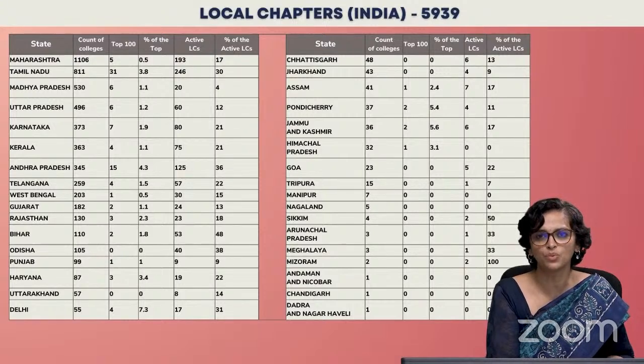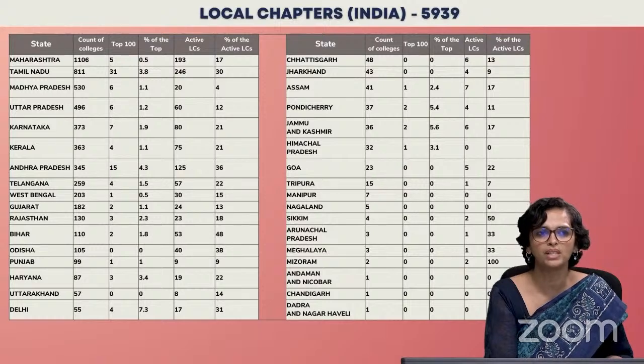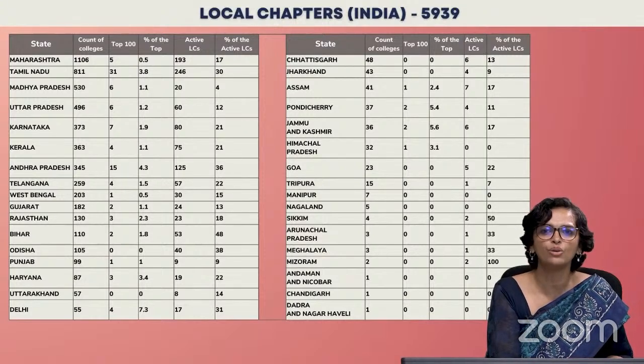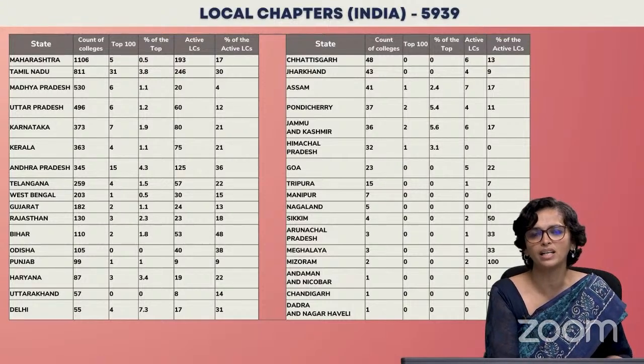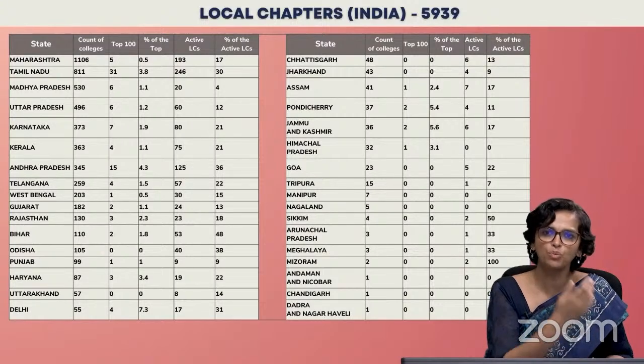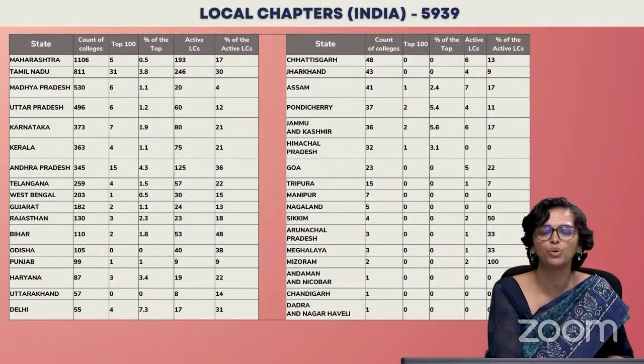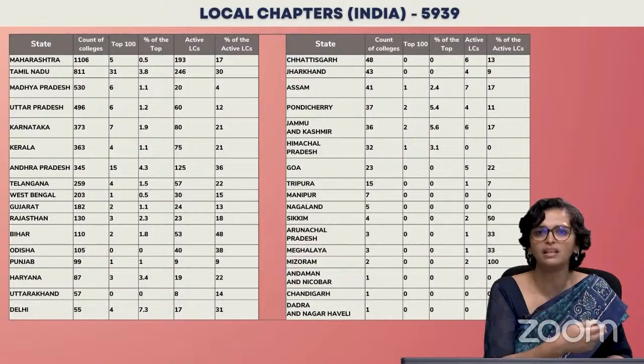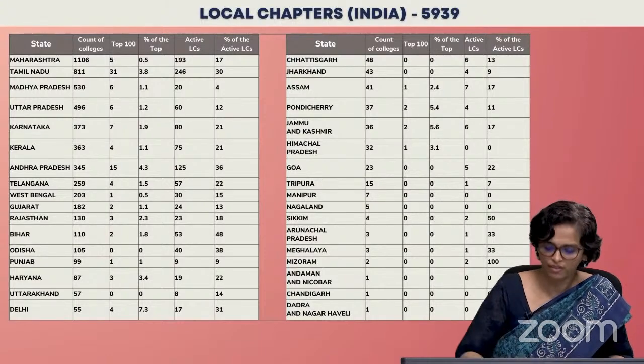Tamil Nadu comes next with 800, then Madhya Pradesh which is 530, then comes Uttar Pradesh, Karnataka, Kerala and so on. But if you see the percentage of how many of these local chapters are active and how many are actually doing well with us, in that Tamil Nadu actually tops the ranks. Tamil Nadu local chapters are much more active with us, participate much more in NPTEL courses and so on, and then the other states follow.